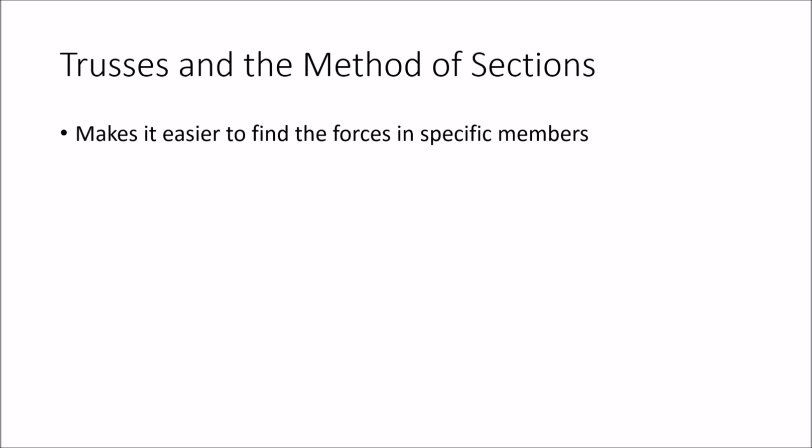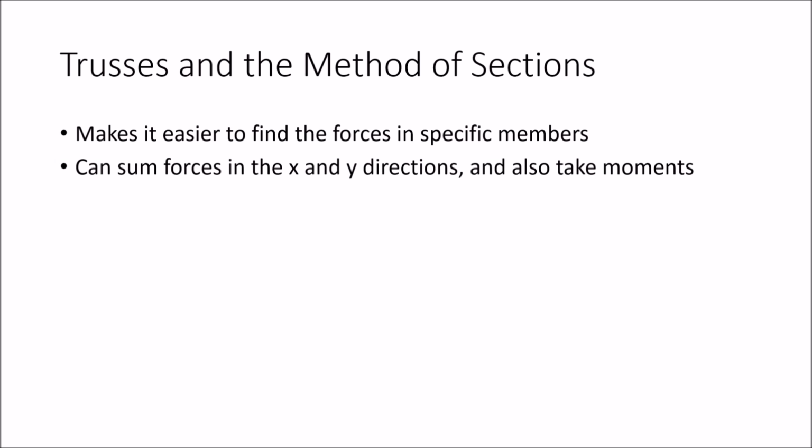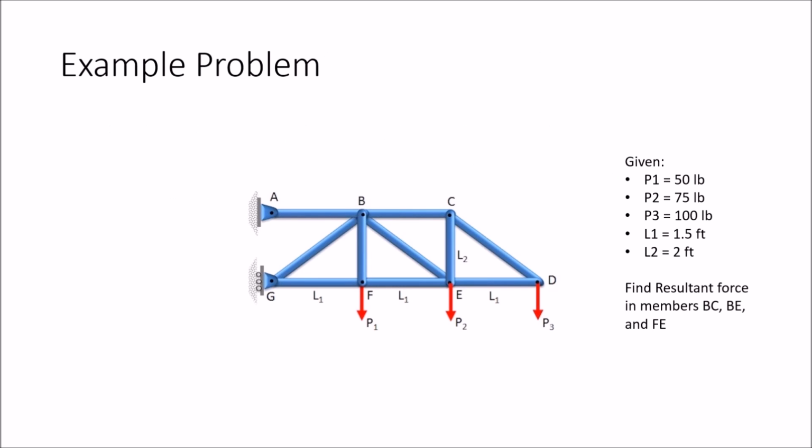Now, the method of sections is very helpful when trying to find the internal forces of a structural member. It especially helps with making it easier to find the forces in specific members. You can sum forces in the x and y directions and take moments, and you can have up to 3 unknown members. Let's look at this example problem.